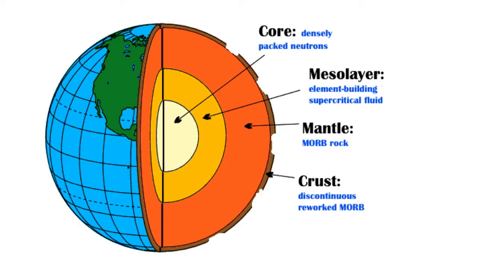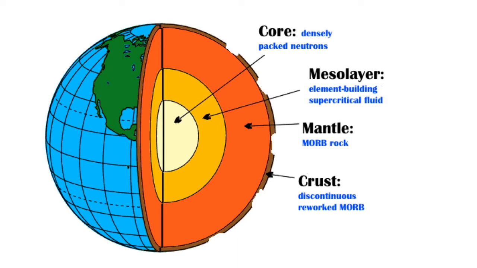This image shows the conventional division of the Earth into 3 major parts. In the centre is the core. Moving outwards, we reach the mesolayer, a new term for what was once called the outer core, and then the mantle. Above the mantle, we find the crust. This is not continuous over the whole surface of the planet, but varies from about 40 kilometres thick down to nothing.